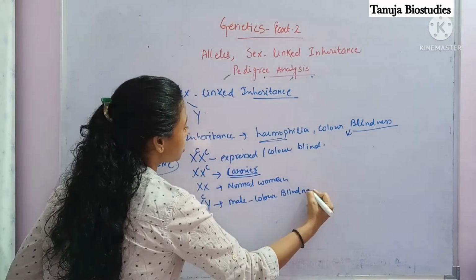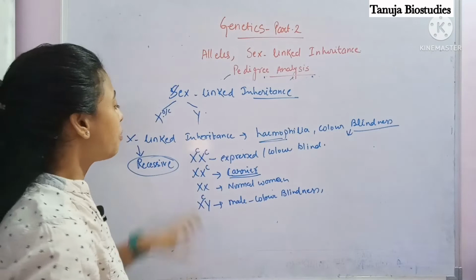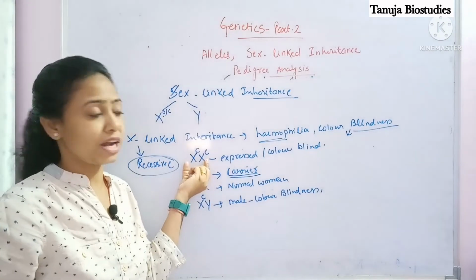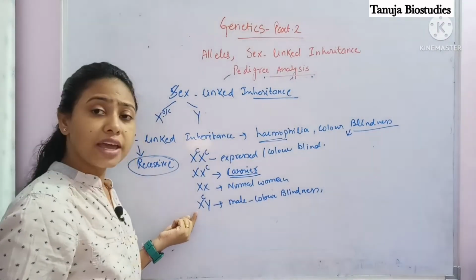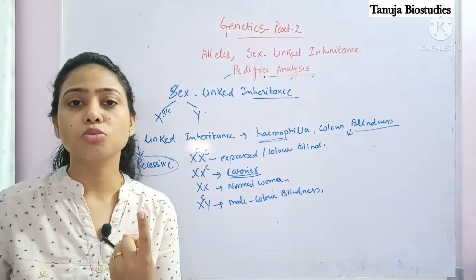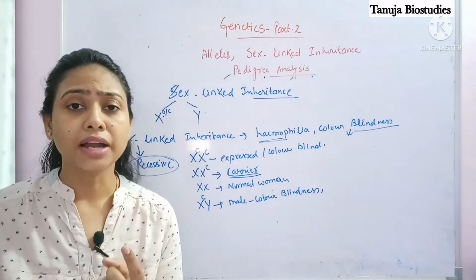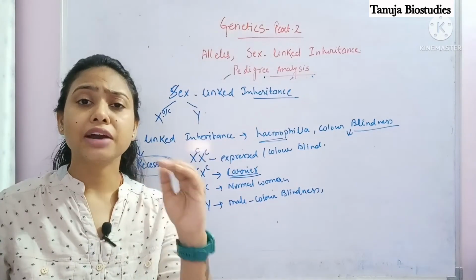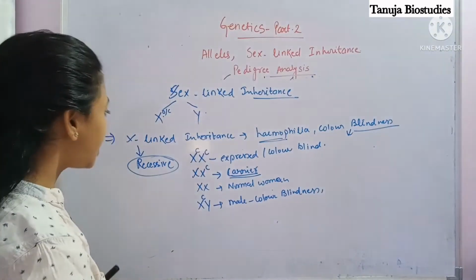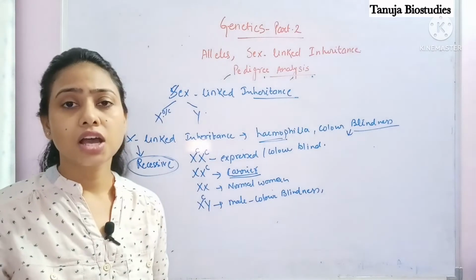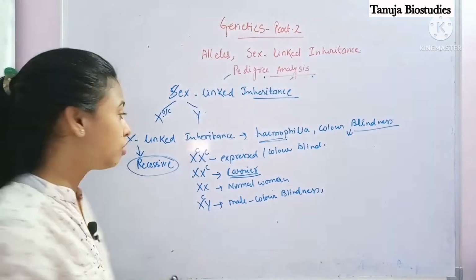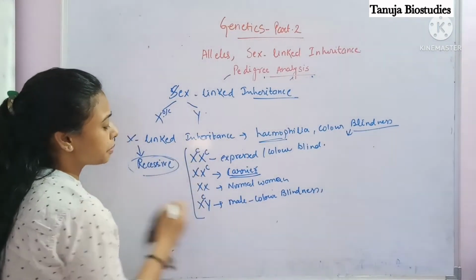So can you see, for a female to be color blind, the trait should be present on both X chromosomes, then only the female will be color blind. But in case of male, only one X chromosome should have this trait, then the male will become color blind. So only a single X chromosome is able to make the man color blind. That's why males are more prone to or mainly affected by this kind of trait rather than females. Clear? Okay, so let's take different combinations or cases. What would happen if they get married, and will the trait express in their children or not? Please keep these things in your mind.